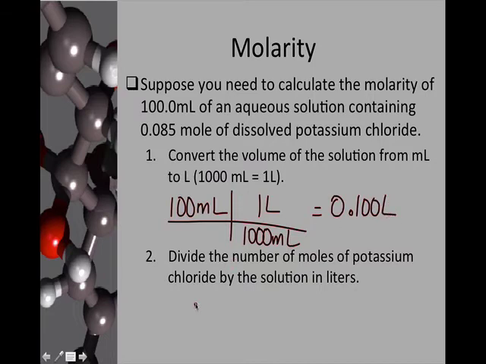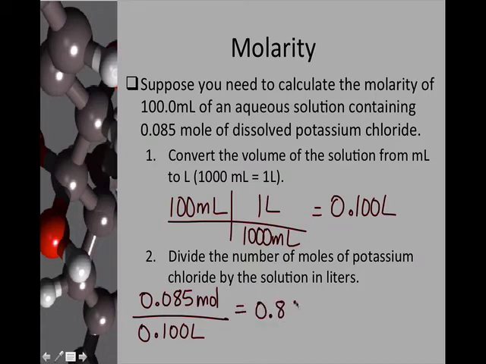Then the second step is to divide the number of moles, which they gave me, so 0.085 moles, by the liters, which I just calculated. And when I do that, I get 0.85, and it's big M. So 0.85 molar potassium bromide, or potassium chloride, I'm sorry, is the concentration of that solution.